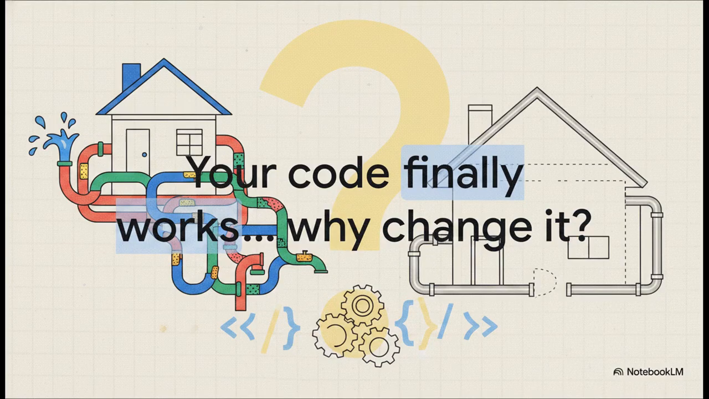Right off the bat, your code finally works, so why on earth would you change it? It's the classic programmer's dilemma. The text-to-ebook code takes parsed text and safely spits out an ebook. Job done, right? Well, not exactly. We're going to treat this code base like a house. Listen, just because the water turns on doesn't mean the plumbing is actually up to code.